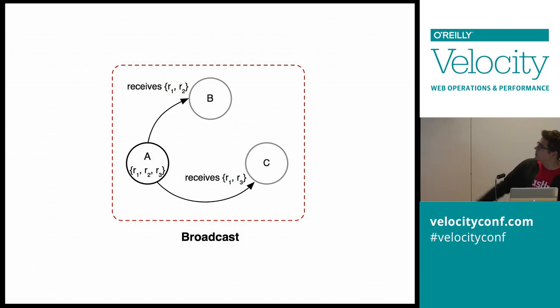In this case, we have 3 servers, A, B, and C, and 3 messages, 1, 2, and 3. In the broadcast phase, we'll just send out all 3 messages as quickly as possible. But for whatever reason, B won't receive message 3, and C won't receive message 2.